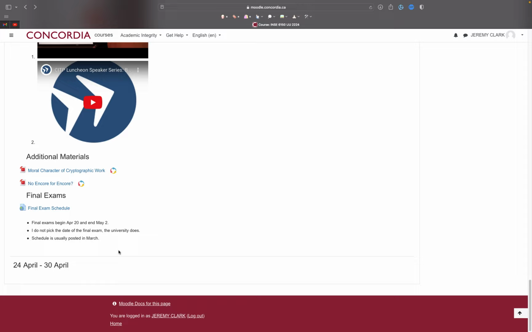The schedule usually comes out, I feel like I see it at the end of February, start of March, maybe mid-February. I can't remember exactly when it comes out, but it's not coming out tomorrow or next week or anything like that. It takes a month or two, but then it eventually will come out and it will be posted. The link to where it's posted is here.